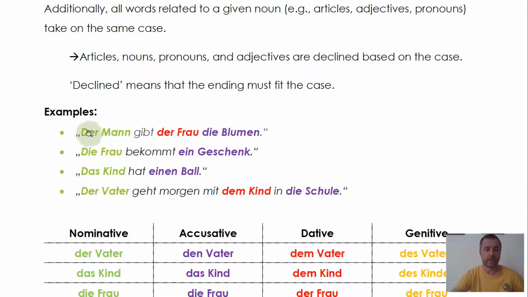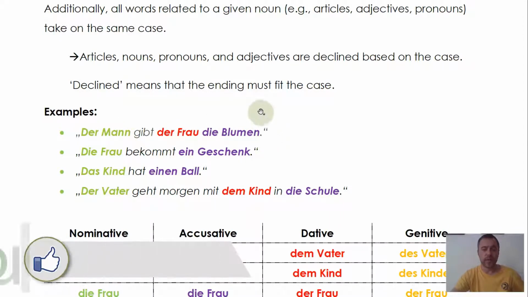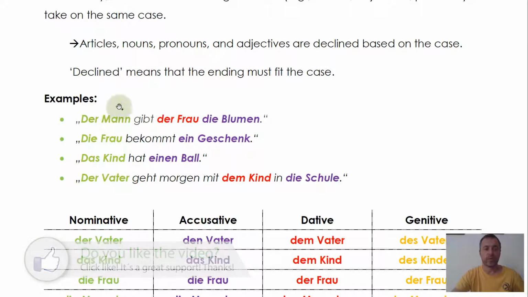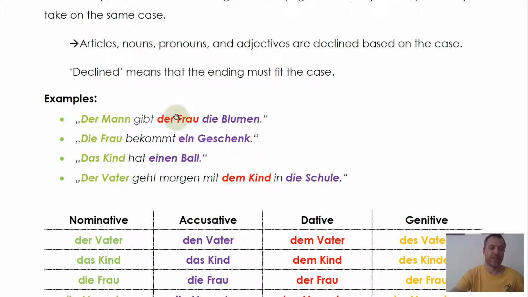For example, here: der Mann gibt der Frau die Blumen. Here we have an example. This is nominative because it's the subject. Remember, nominative is the subject. Gibt der Frau die Blumen. So the man gives the flowers to the woman. In English, we have to use "to" with the woman here to show that the flowers are given to the woman. In German, we use a case instead of the preposition, and it means exactly the same thing. Because remember, prepositions are there to show relations between words. The cases do the same.